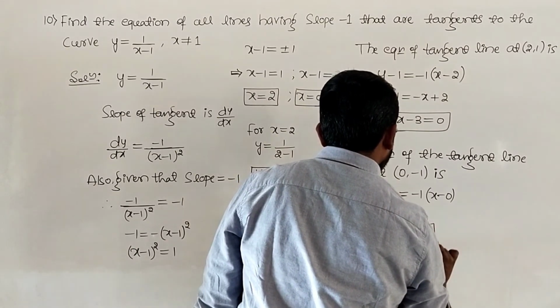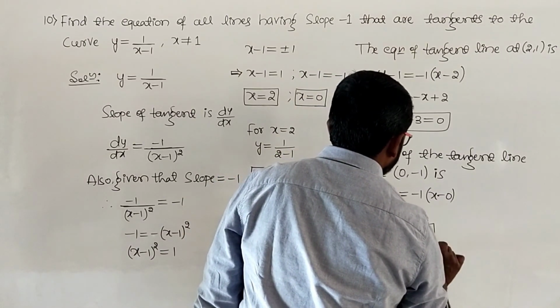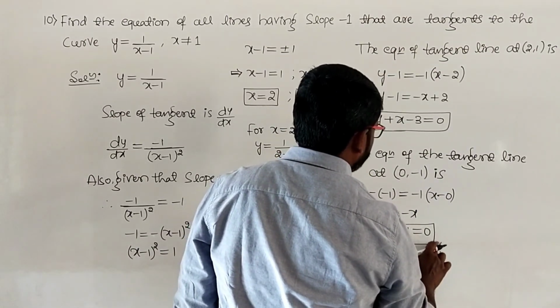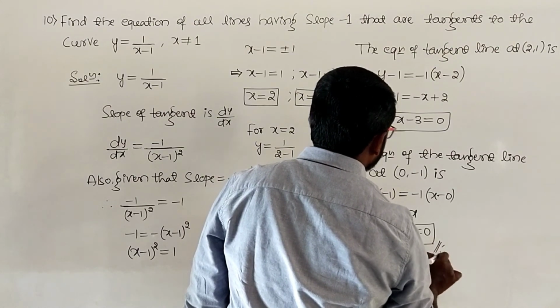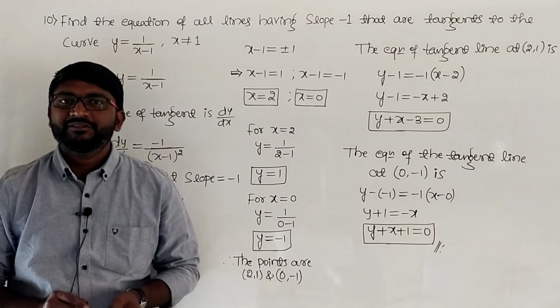So these two are the required equations which are tangent to the curve, y which is equals to 1 divided by x minus 1. So this is all about the 10th problem.